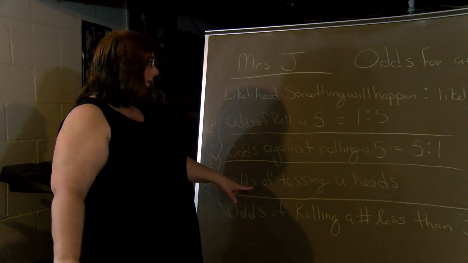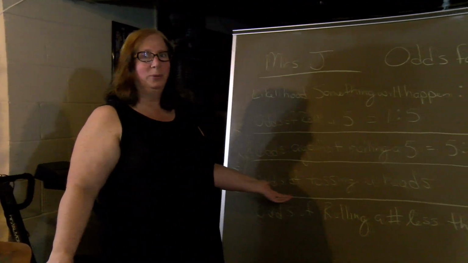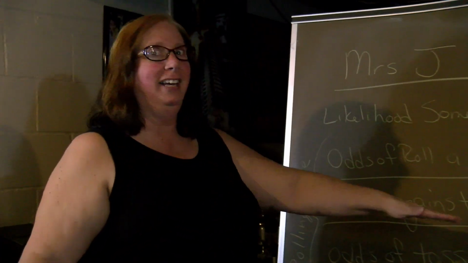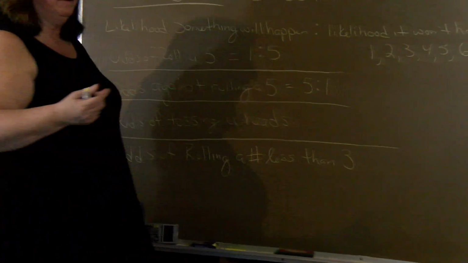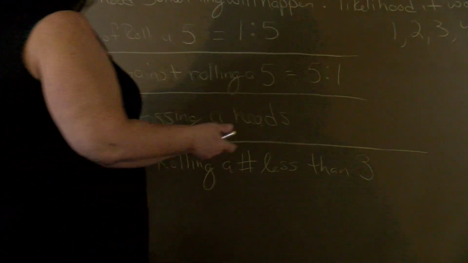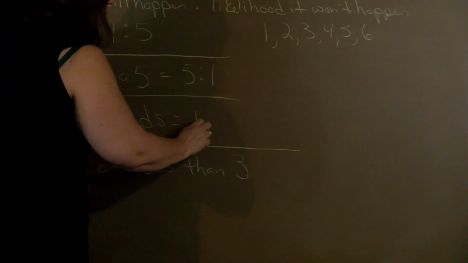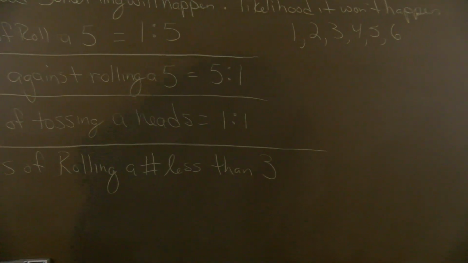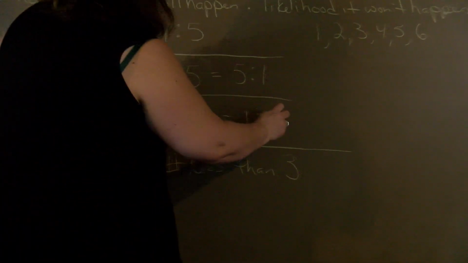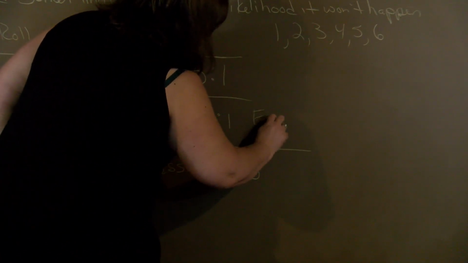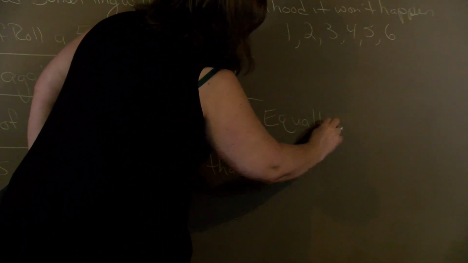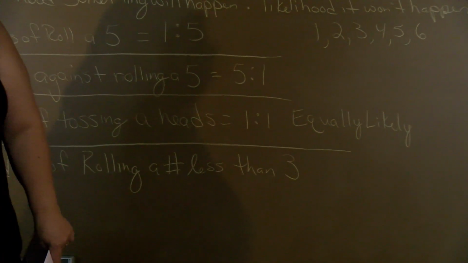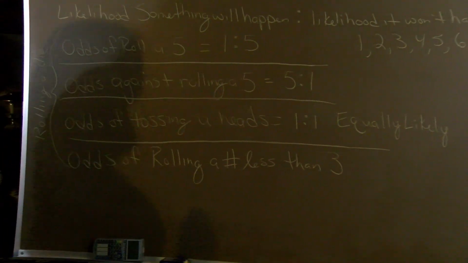Oops. I added a coin toss in here. The odds of tossing a heads, we know the probability is a half. The odds is there's 1 head and 1 tail, so it's 1 to 1. When those are the same, they're equally likely. So it's equally likely to happen.